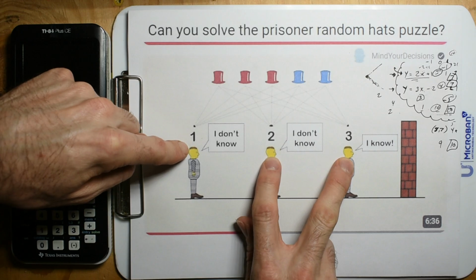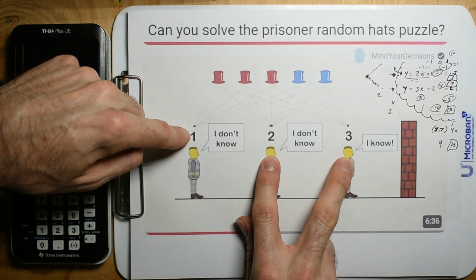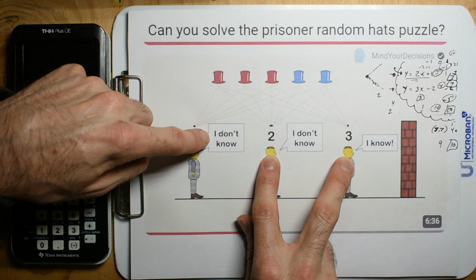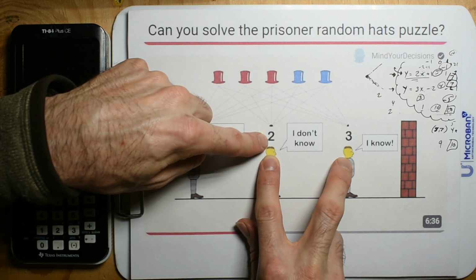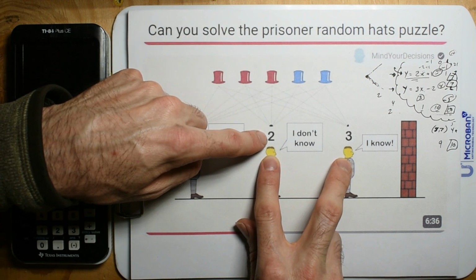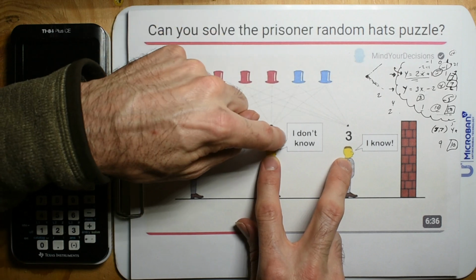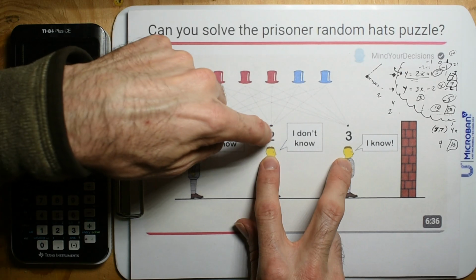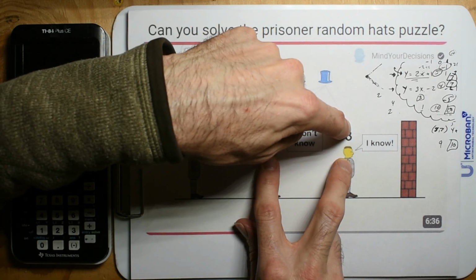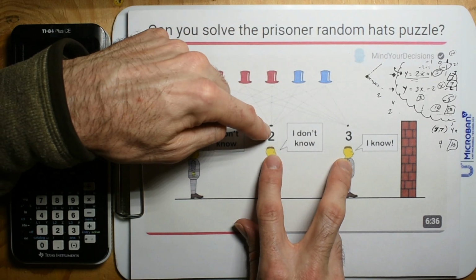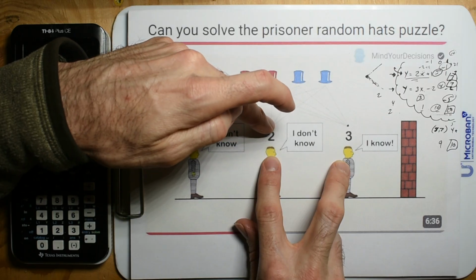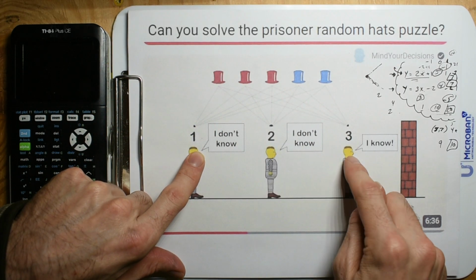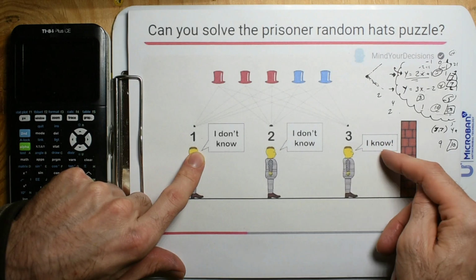So prisoner 2 doesn't know if prisoner 1 has a red hat or blue hat. That's why he said, I don't know. And prisoner 2 doesn't know if he's wearing a blue hat. The only way prisoner 2 would have said, I know, after prisoner 1 said, I don't know, is if he saw a blue hat on prisoner 3. So prisoner 2 is going to say, I don't know. And that's the case where all three are wearing red hats. And prisoner 3 is going to be like, oh, hell yeah, I do know.